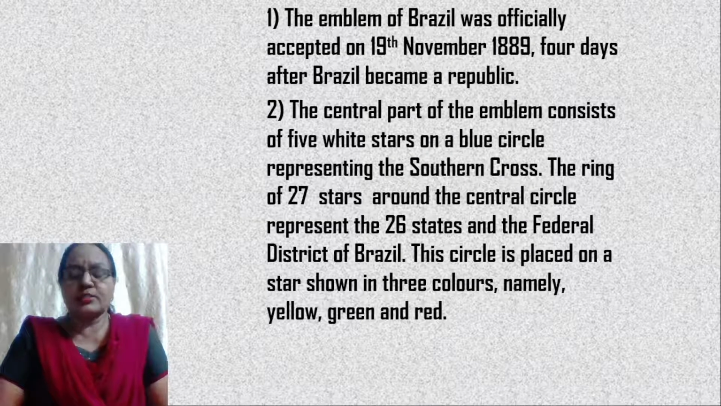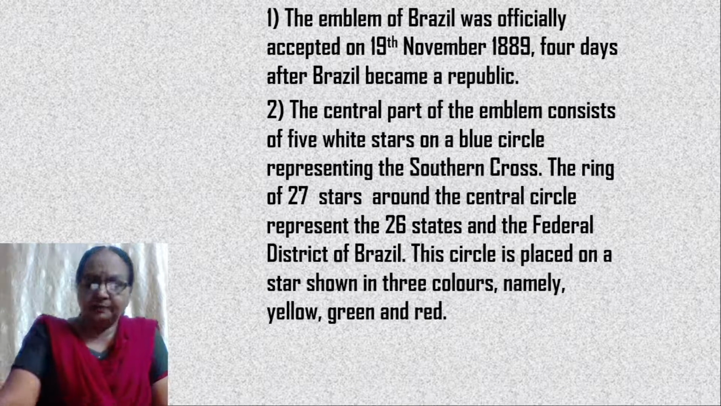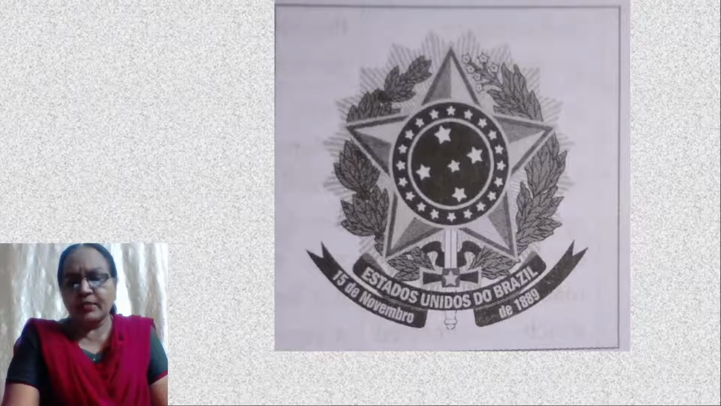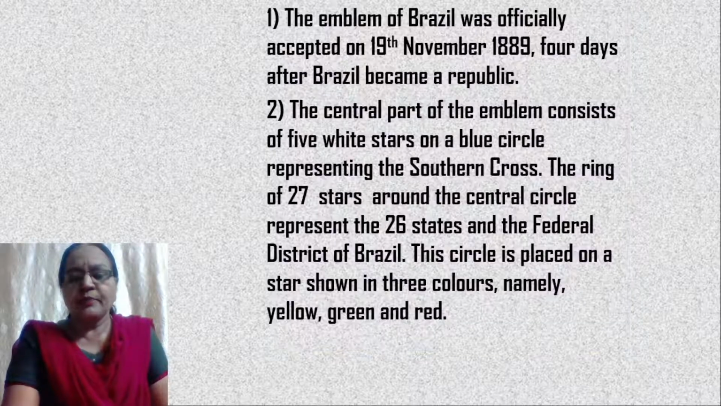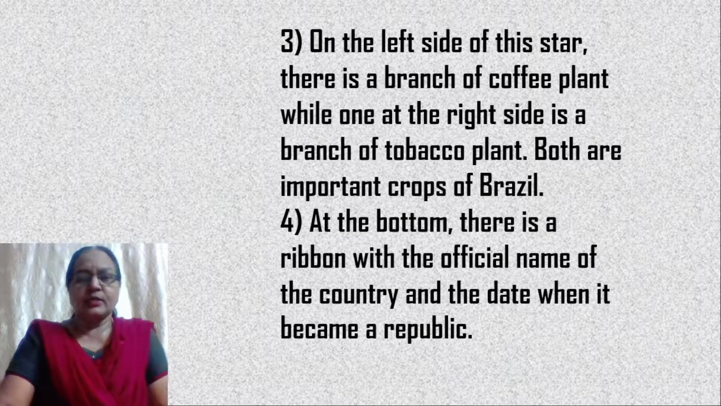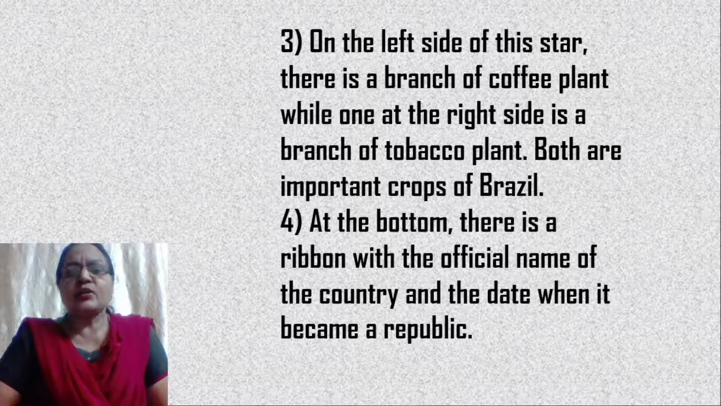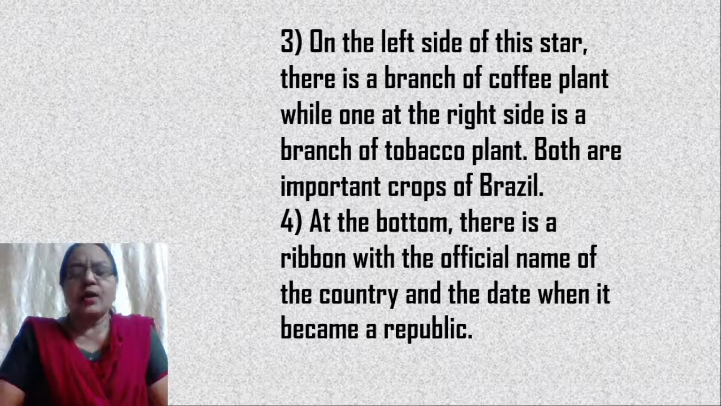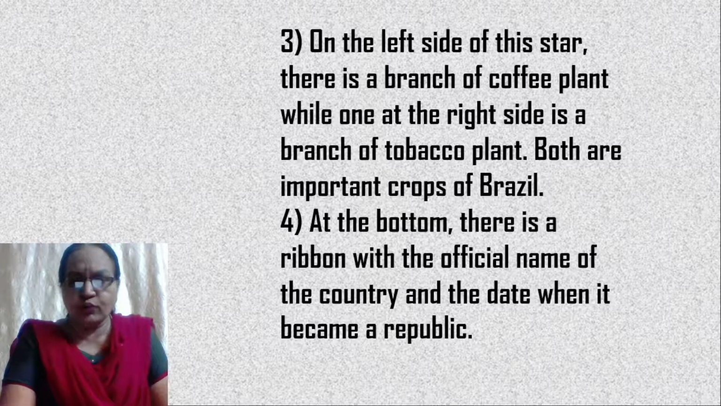The circle is placed on a star shown in three colors, namely yellow, green, and red. Here I was not able to get the colored one, children. Now on the left side of the star, there is a branch of coffee plant, while on the right side is a branch of tobacco.